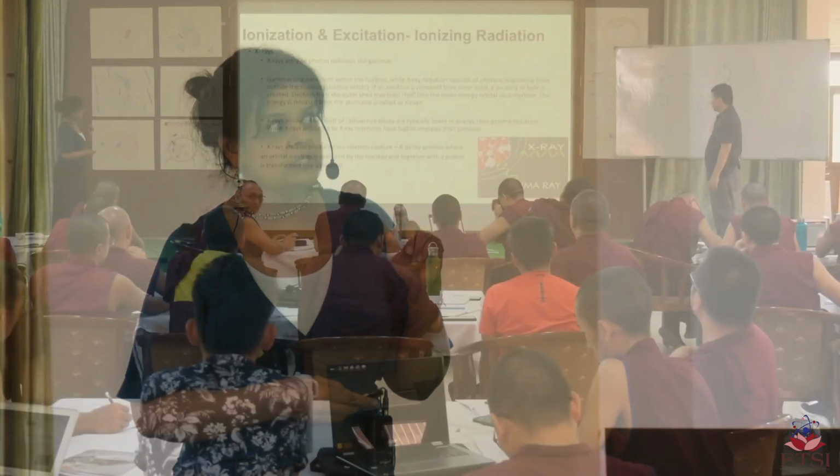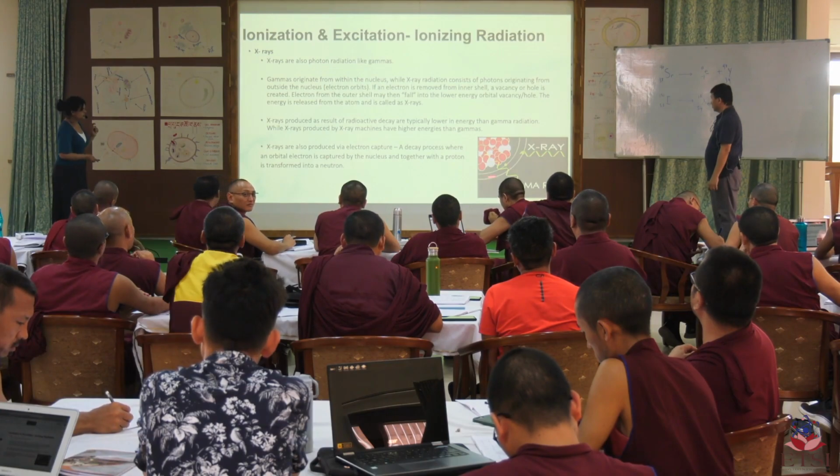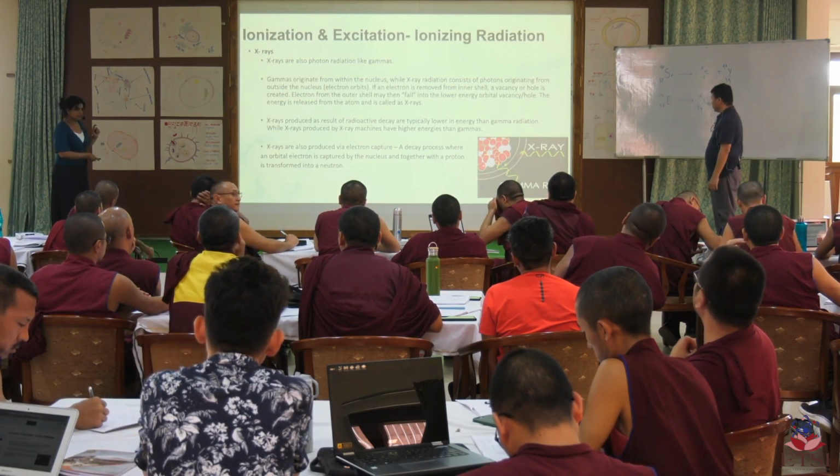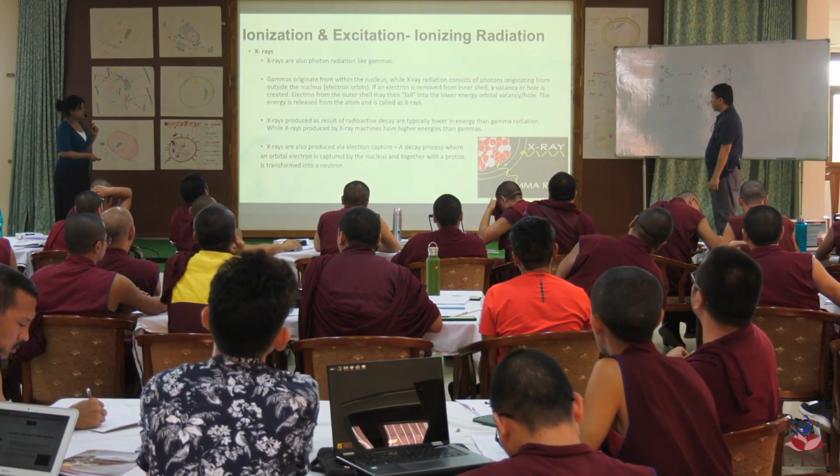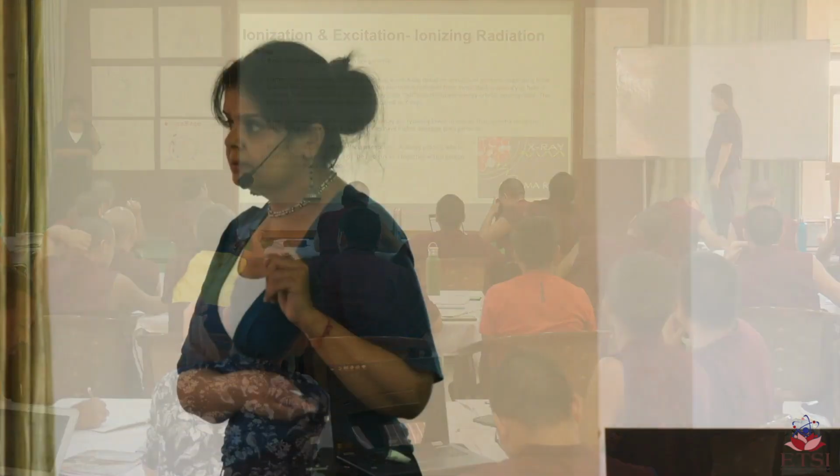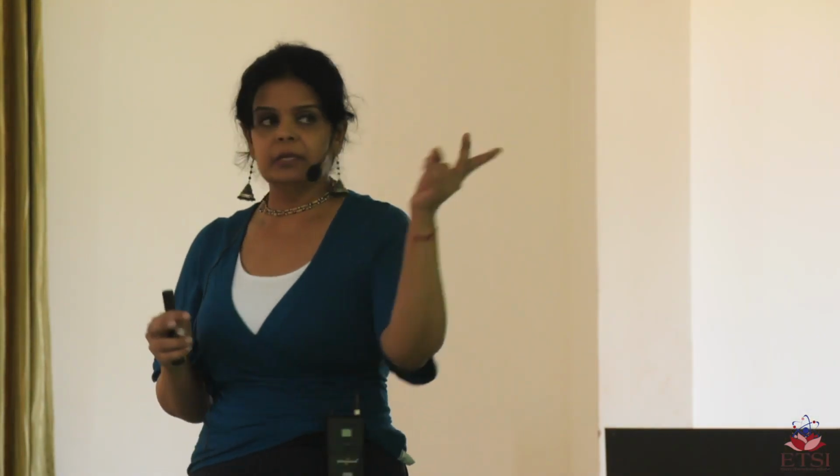But X-rays usually consist of photons originating from outside the nucleus. From here, this is where the X-rays are released. Gammas are released here in the nucleus. That's the difference between gamma rays and X-rays.